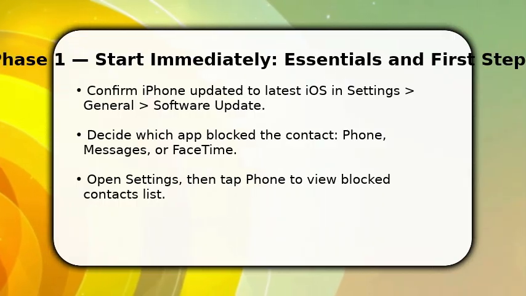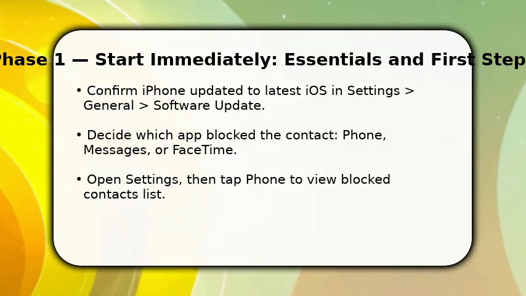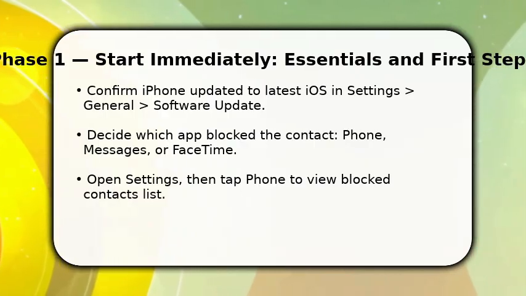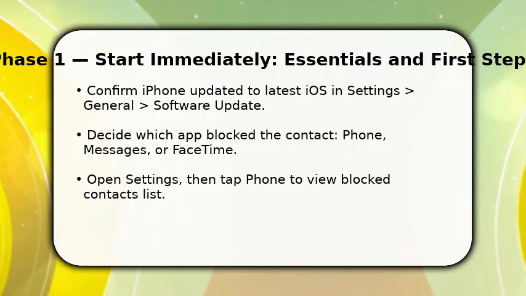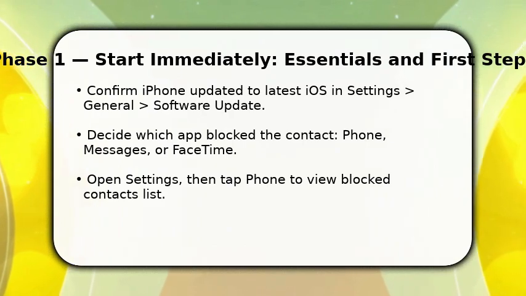Now open Settings and tap Phone. This goes straight to the system block list. You do this because Apple centralizes blocks here. It's faster than hunting contact cards. If you prefer Messages, the path is Settings, Messages, Blocked Contacts. For FaceTime, use Settings, FaceTime and follow the same steps.